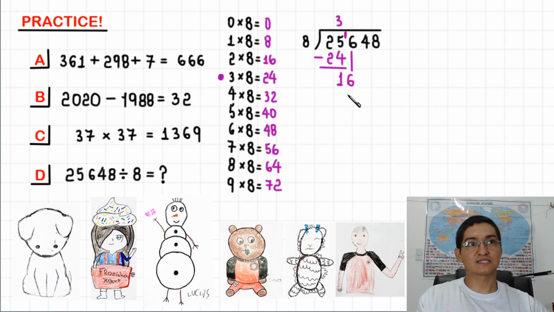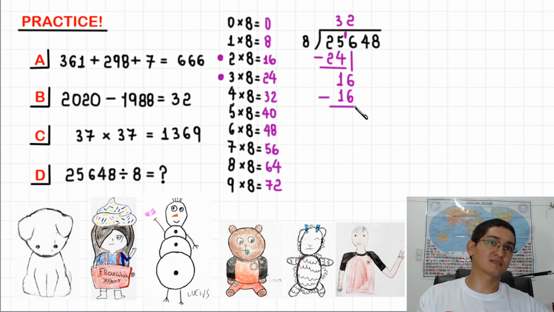Now I have 16. And I ask the question, how many times does 8 go into 16? Checking the multiplication table, you see that the number we are looking for is 2. 2 times 8 equals 16. I write here, and then I subtract. What is 16 minus 16? 0. After a subtraction, we bring down the next digit.